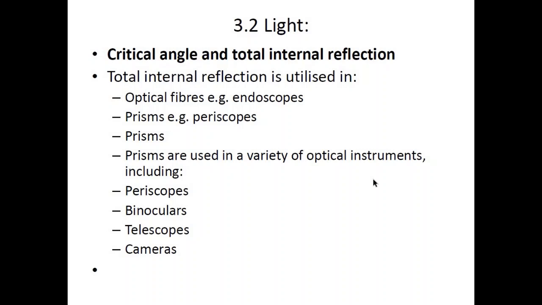Critical angle and total internal reflection. Total internal reflection is utilized in optical fibers, prisms, for example periscopes.